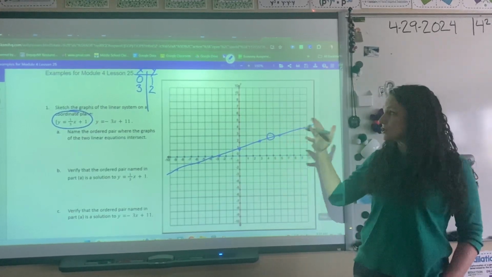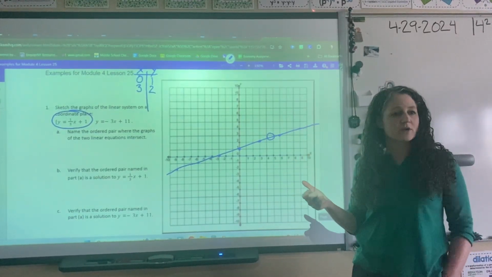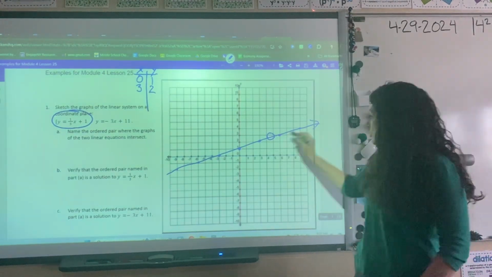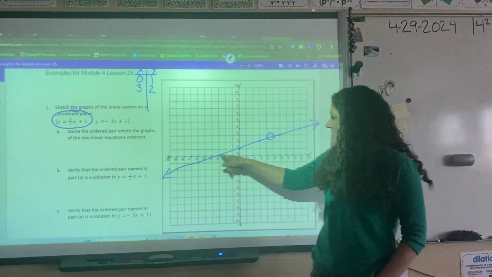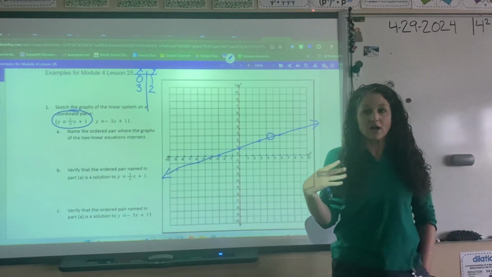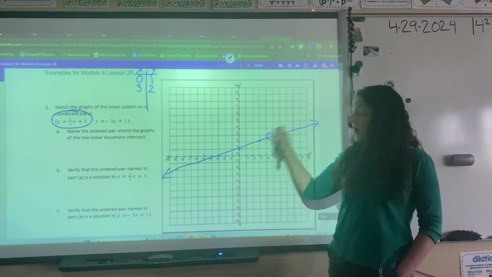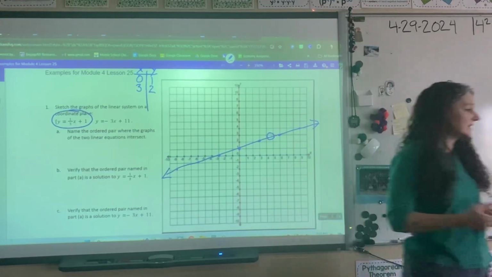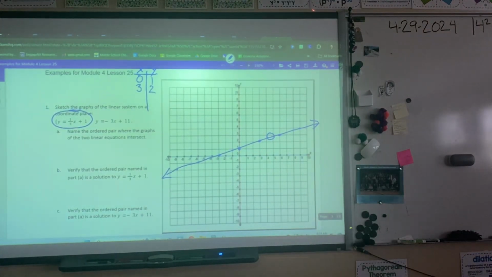How many solutions are there for the equation y equals 1/3 x plus 1? There are infinitely many solutions. This line goes on forever. I only draw that part of it because I don't want to be drawing the line all day long. But that line will go on forever. So how many solutions are there? Infinitely many solutions.